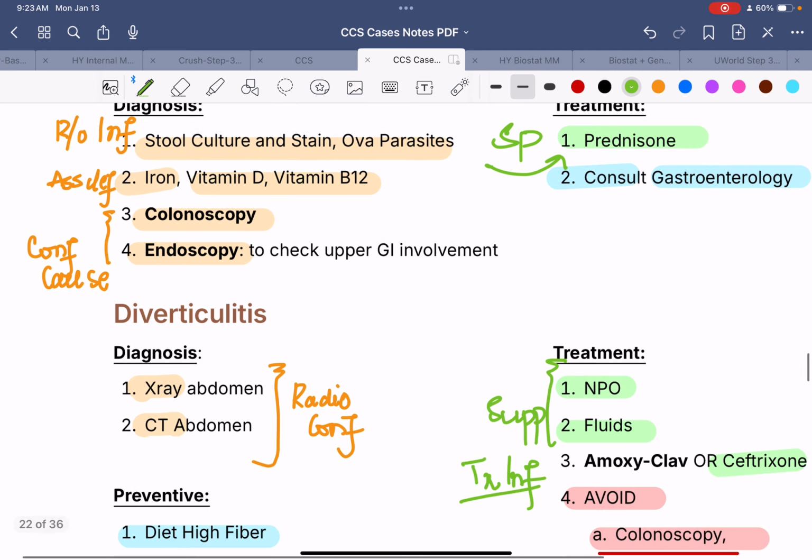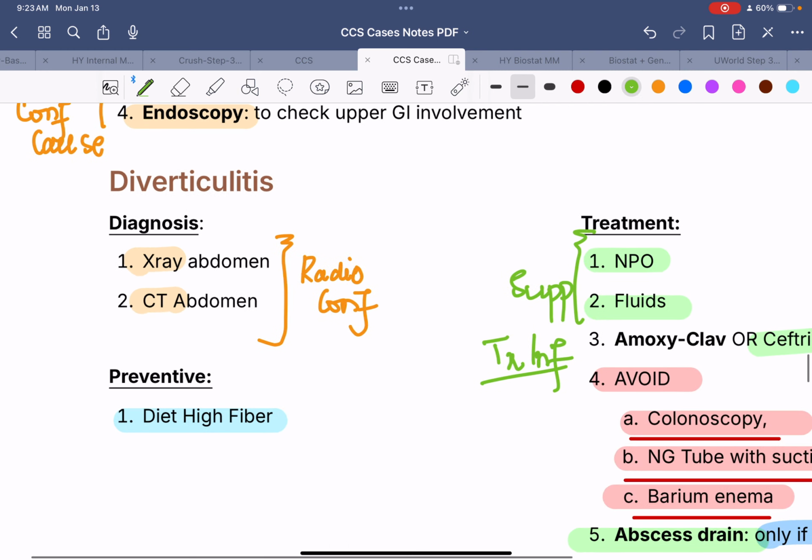Then next off, we have diverticulitis, right? So there is an acutely inflamed diverticulum, right? First thing first, rule out that the patient does not have an acute perforation, right? And for that, you will get an X-ray of the abdomen. Once you know there is no acute perforation, follow up with the CT abdomen, and the CT abdomen is going to tell you that there is an inflammation of the diverticula.